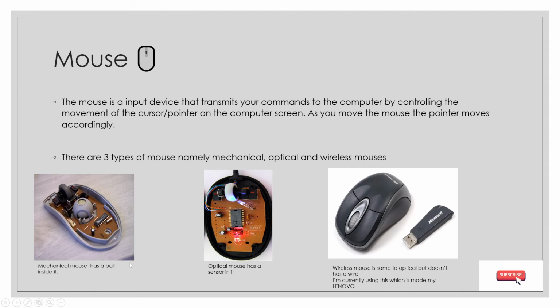So as you can see, the first picture is a mechanical mouse. Mechanical mouse has a ball inside it which rotates accordingly when you move the mouse. And over here the optical mouse, it has a sensor. It's also known as the microprocessor. And the wireless mouse is the same as the optical mouse but it doesn't have a wire.